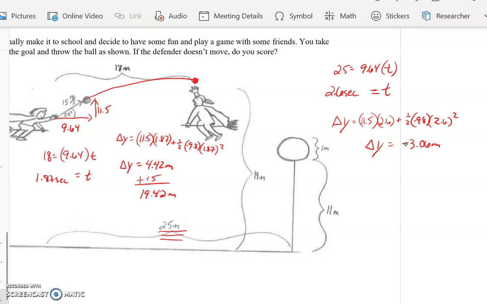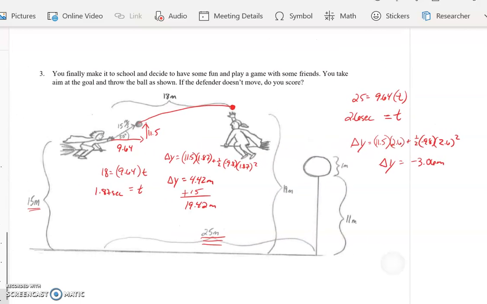So let's try and make some sense out of this. The ball starts 15 meters above the ground, and by the time it gets to the goal range, it has dropped just over 3 meters. So if you do 15 minus 3.06, you get 11.94 meters off the ground, which is right at the top of the goal. So yes, he makes it.